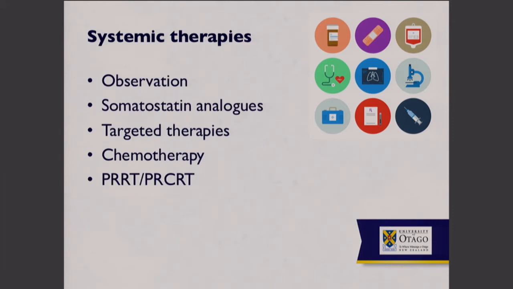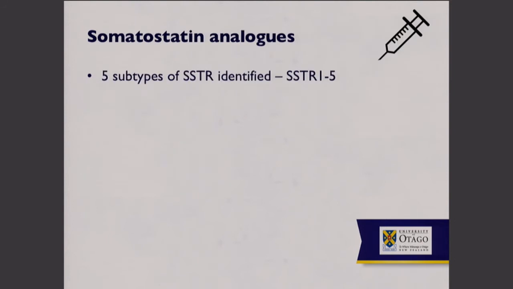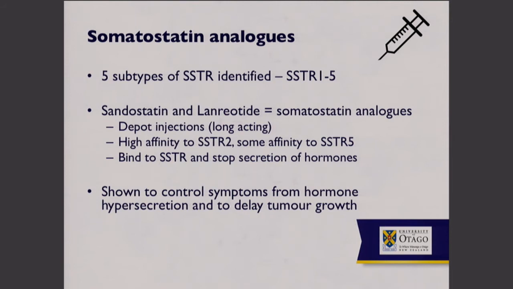So the systemic therapies that we have, or that there is evidence behind, are these. I'm actually going to start with the second one down because it leads into describing why observation becomes a valid option for some of these patients. So, somatostatin analogues. There are 5 types of somatostatin receptors, conveniently named 1 to 5. The 2 somatostatin analogues with evidence behind them are sandostatin and lanreotide. They are both depot injections, and they both have high affinity to somatostatin receptor 2 and 5.